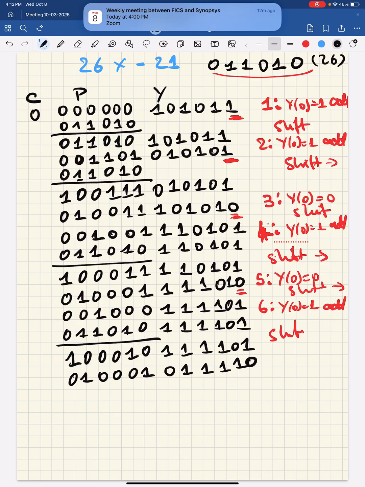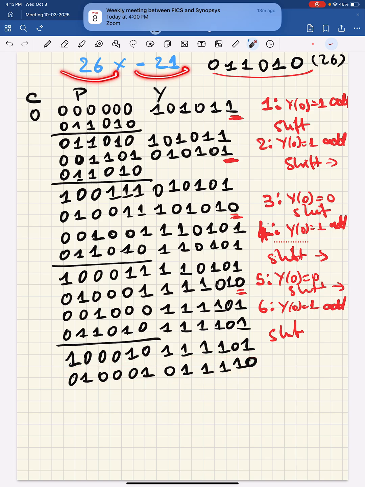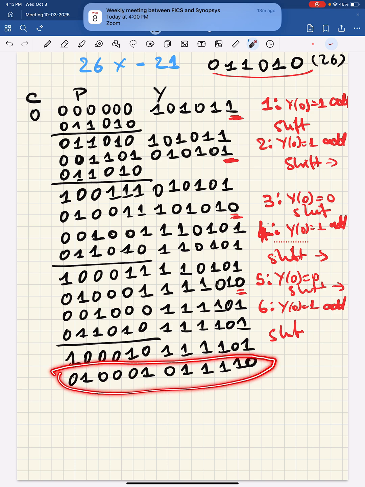We shift everything. And the question is now, is this our final result? No, this is not our final result. Why is that not our final result? Let's try. If this is our final result, then we're going to be having a positive number here. Means we've done the multiplication of a negative number and a positive number, and then we're getting a positive number here, which is wrong. Normally, we should be having a negative number there.